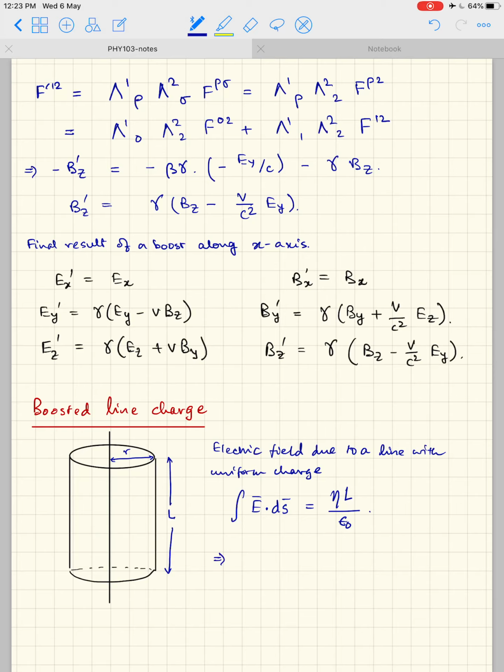This is just E of r, 2 pi r into L, is eta L over epsilon naught. So this essentially means that the electric field E of r, which is in the direction r cap, is eta over 2 pi epsilon naught r, r cap.